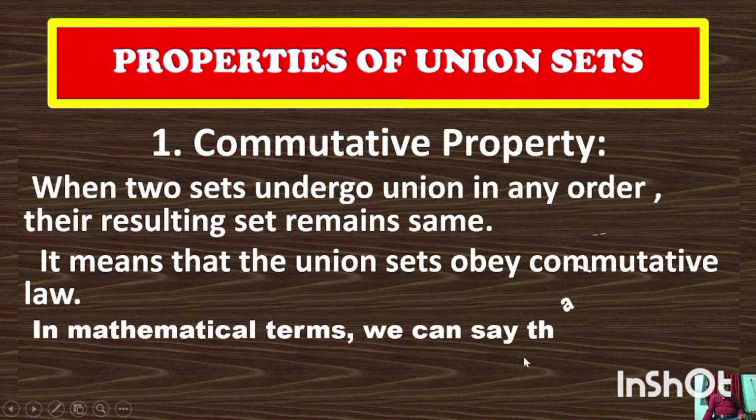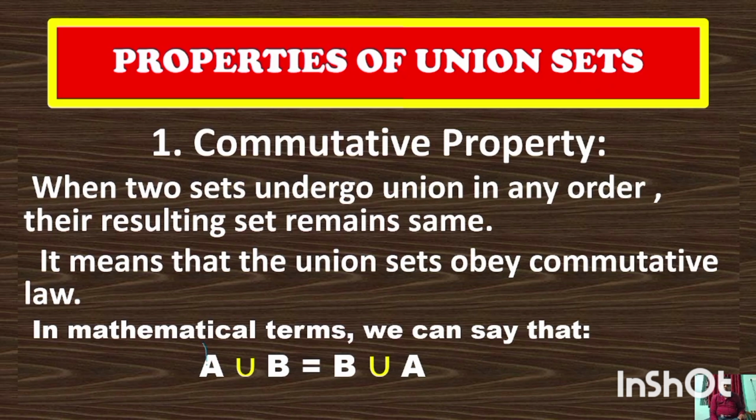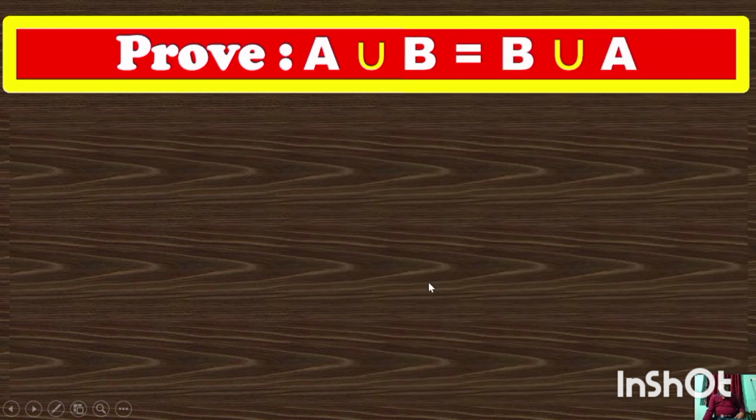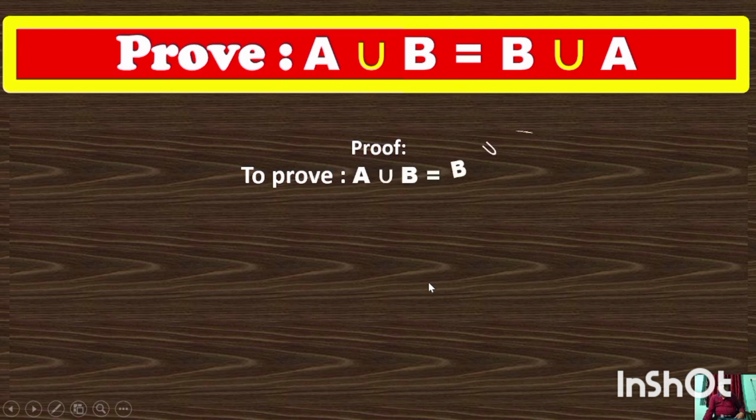In mathematical terms, we can say that A union B is equal to B union A. Okay, the set union obeys the commutative law. Is it clear? We are going to prove it. It means when two sets undergo union in any order, the resultant set will remain the same. This is one of the important properties, and we can verify it. Let us see how to prove A union B is equal to B union A. We can prove it by examples, by using properties, and by using a Venn diagram. Three methods are there.